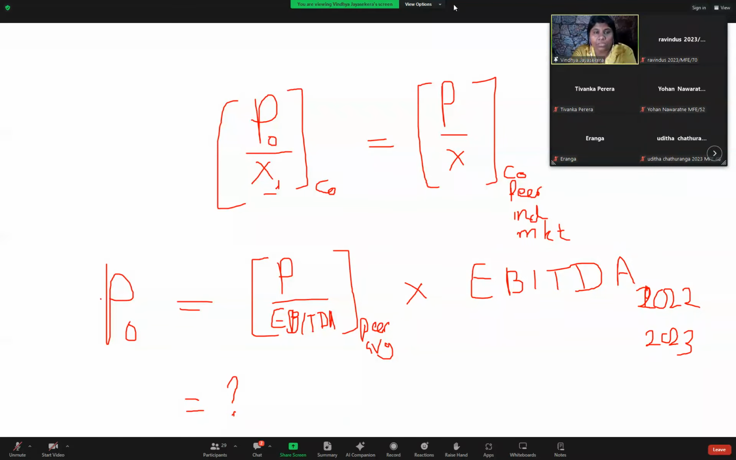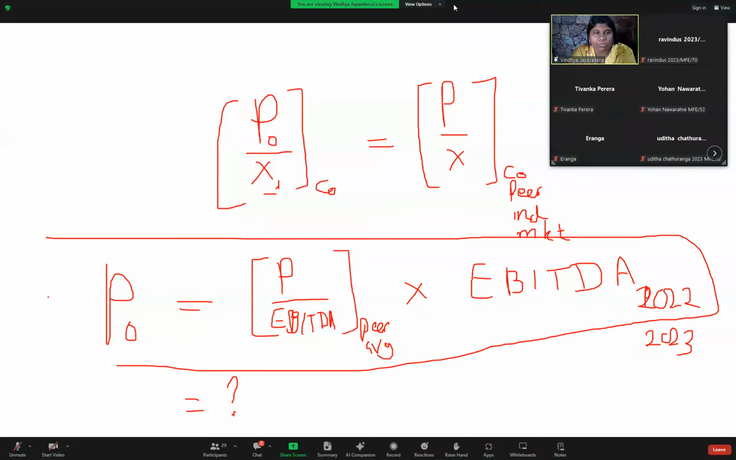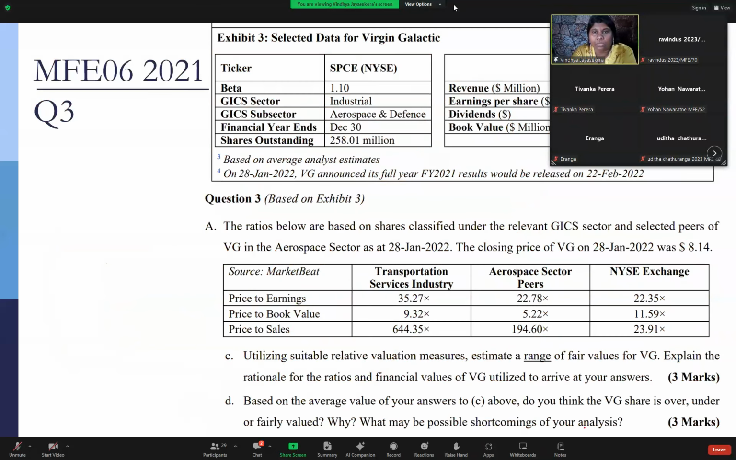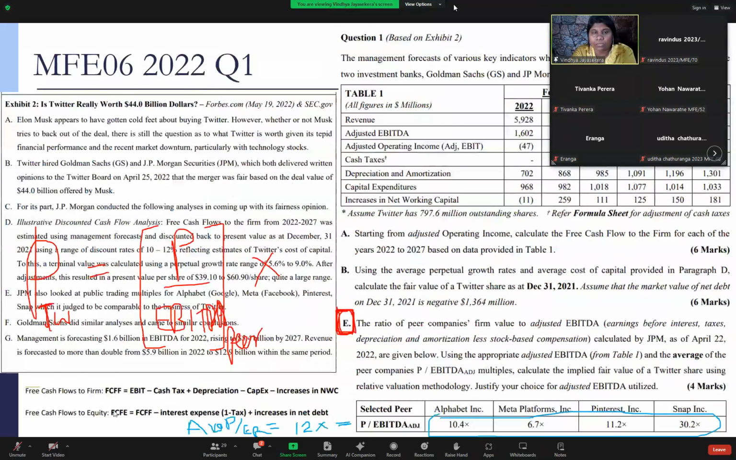So based on that, you would average this and multiply it by the adjusted EBITDA of 2022. And in the exam, I gave marks for both 2022 and 2023. Using either EBITDA got marks, and then divide by the number of shares, because you want the per share value.